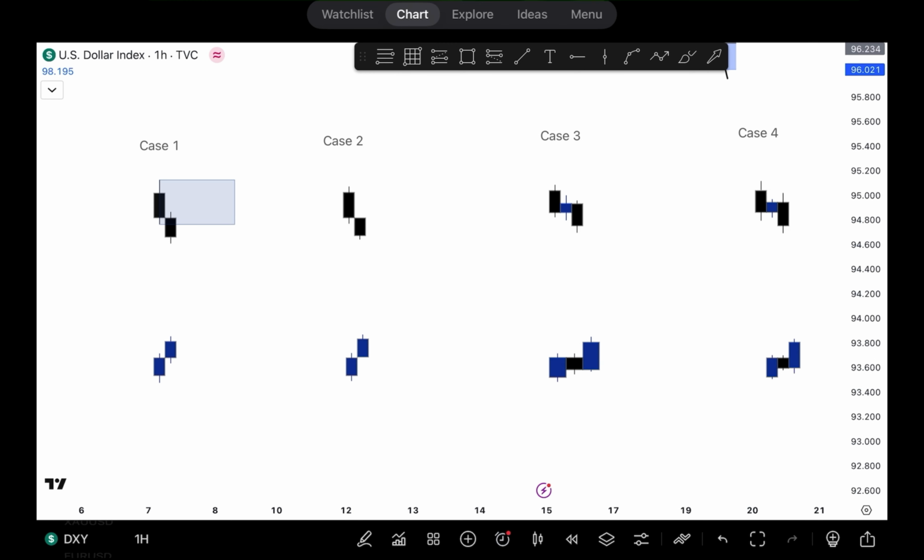So back to the first case. Let's assume this is a supply candle, a supply area. What are we expecting price to do?